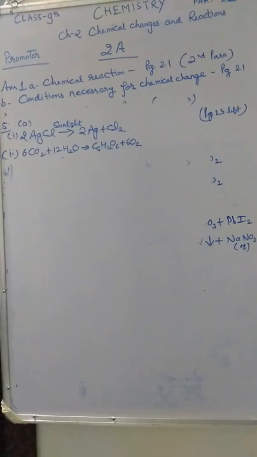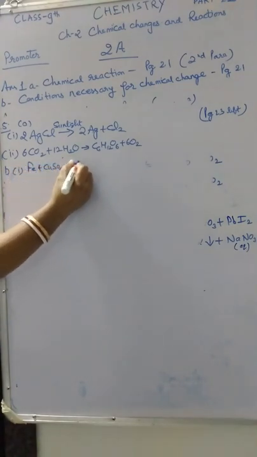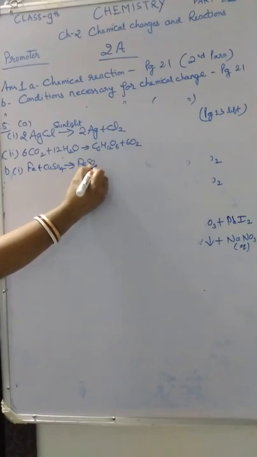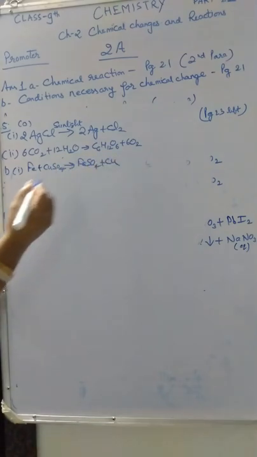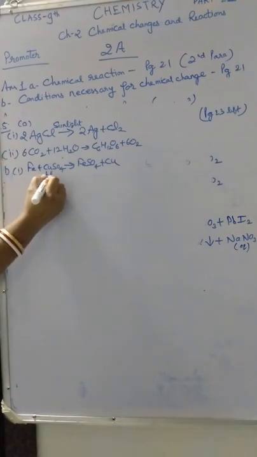Next one, B, a reaction involving blue solution. First one is blue solution. For that you have to give the example of copper sulfate. You will get ferrous sulfate and copper. You have to write the names also. I am not writing them. This one is blue color.